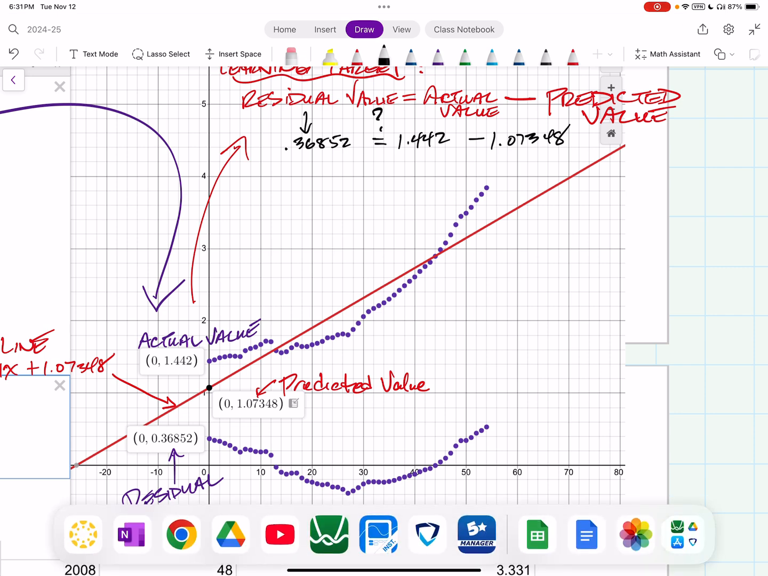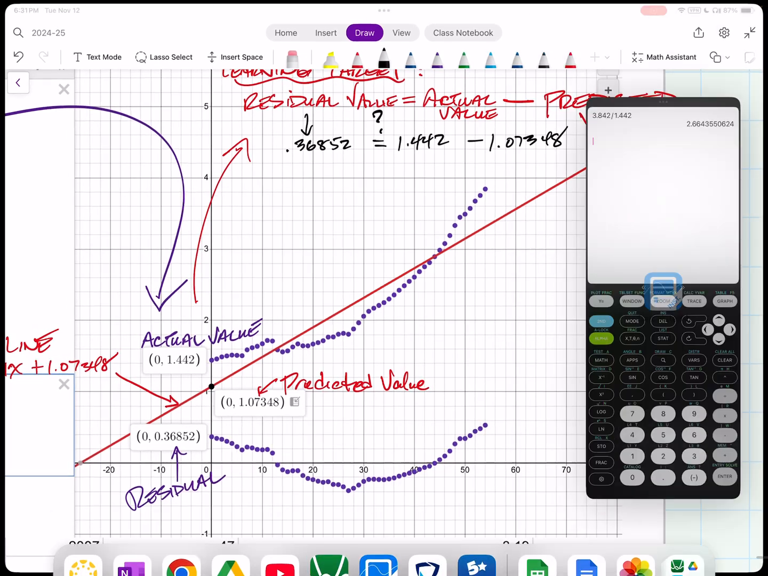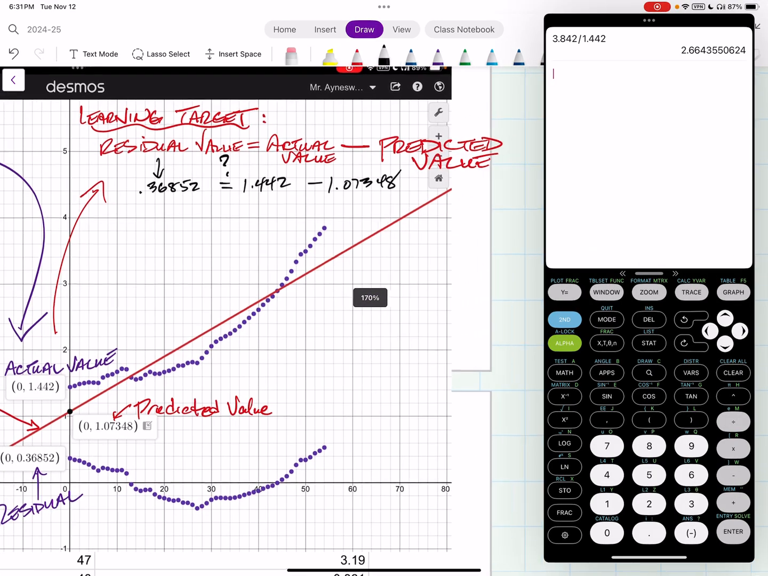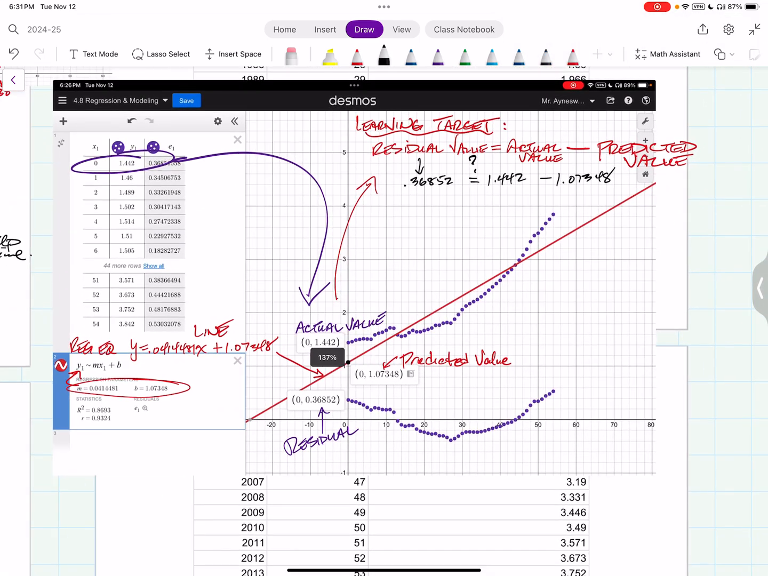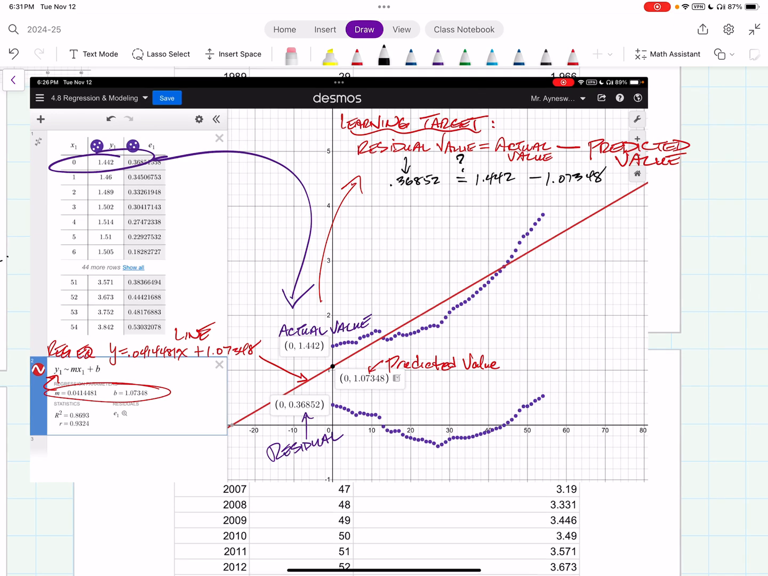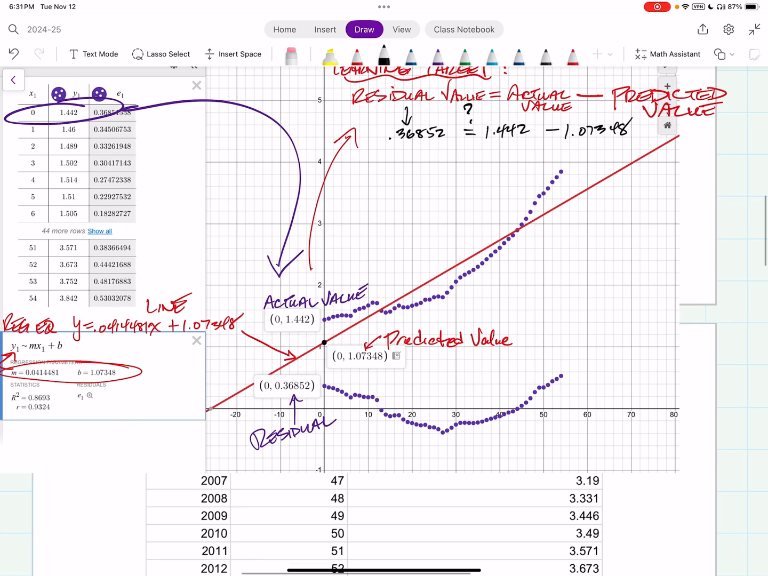Okay, bring in your handy dandy TI-84. Let's check it. Let's make sense of it, because you guys are going to have to do this. So type in 1.442, subtract 1.07348. Oh, voila. Look at that. You get the right value. So this is equal. There we go. I just proved to you why the graph is what it is. You can pick any actual value, residual and predicted value and model this.